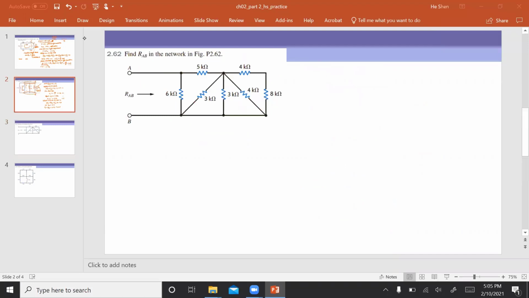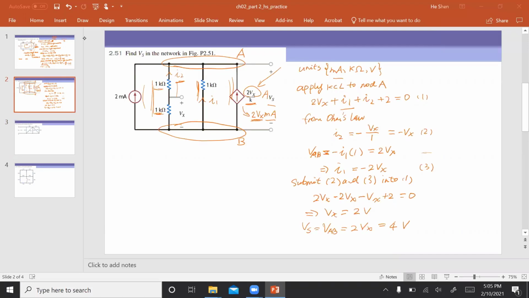Oh, I have a question for that last one. Go ahead. Can you verify how we got I2? I just got kind of lost on that one. I understand everything else, but I2.